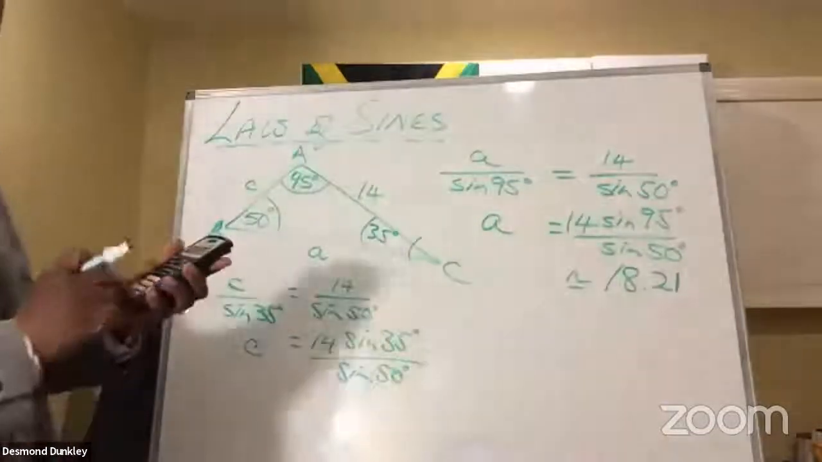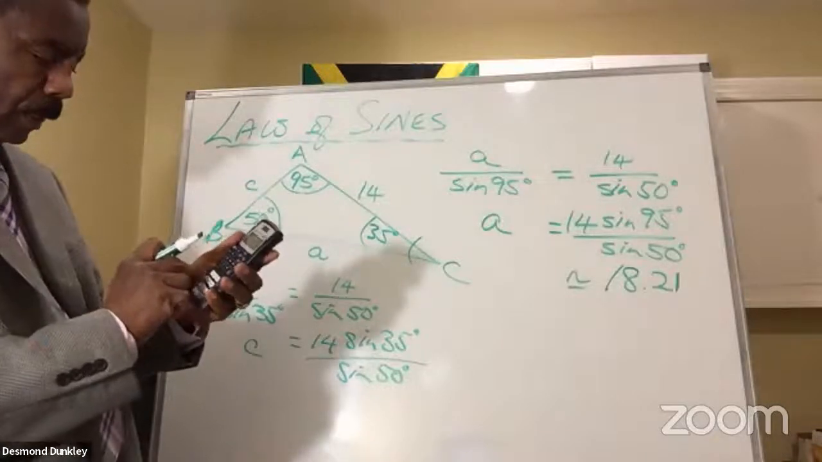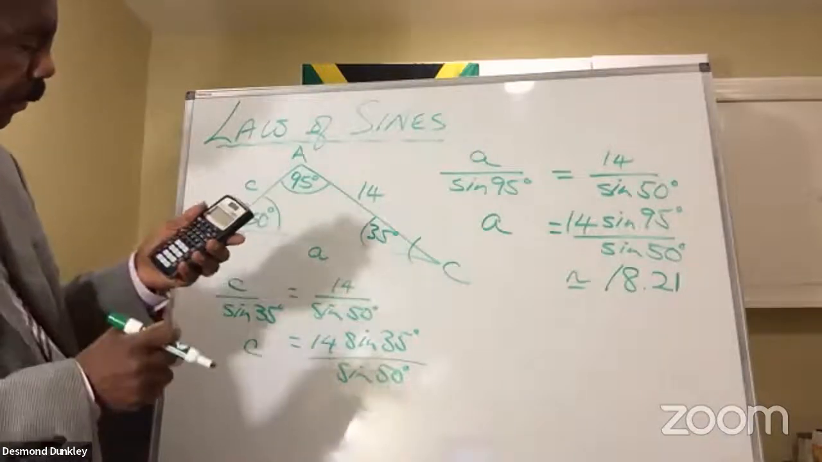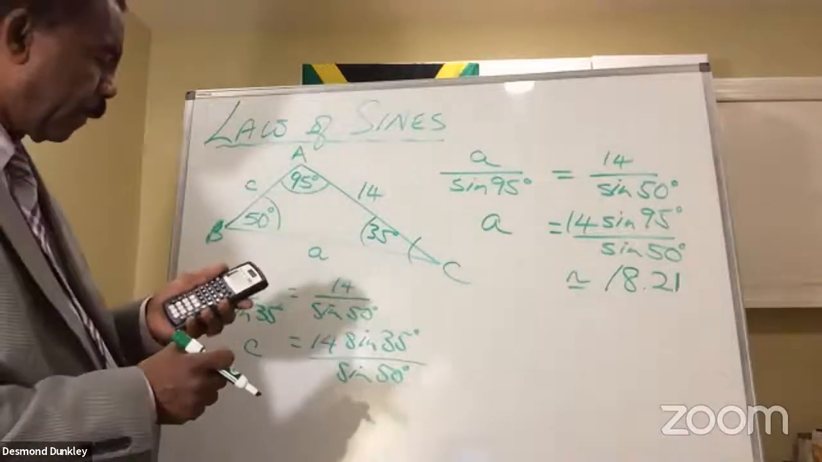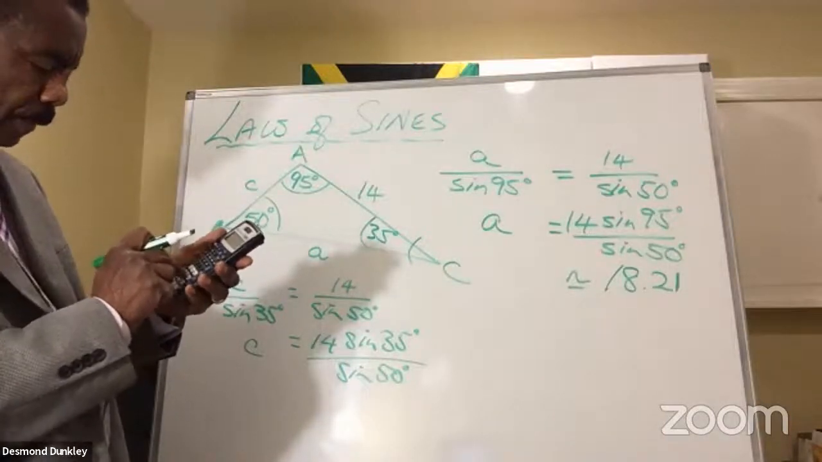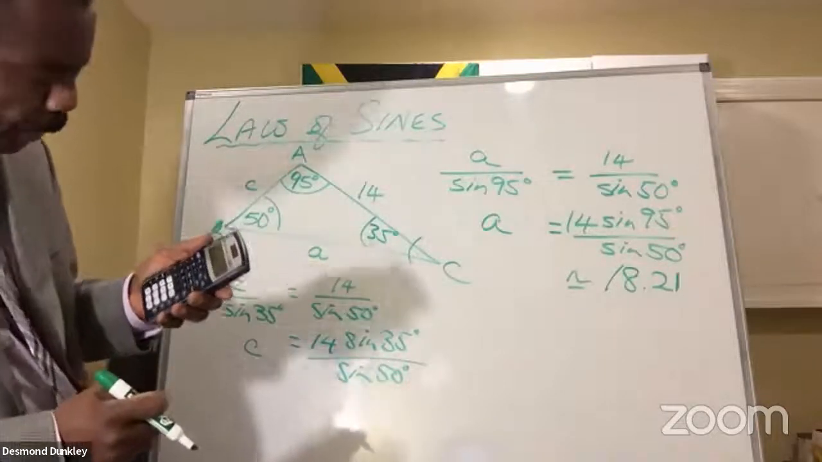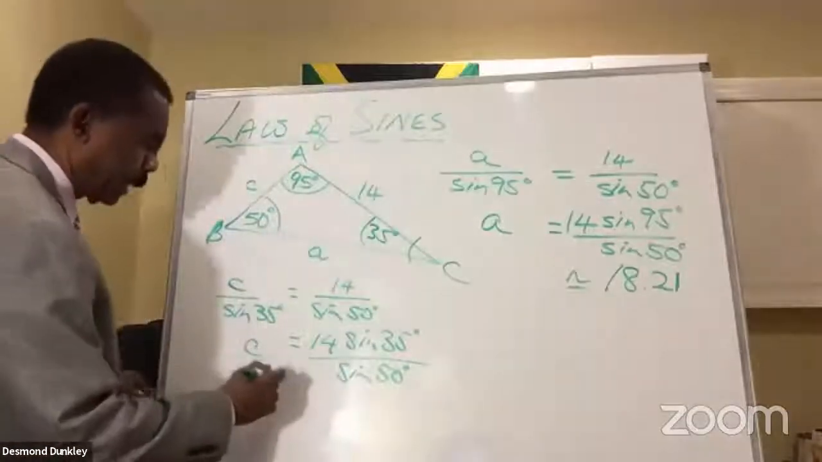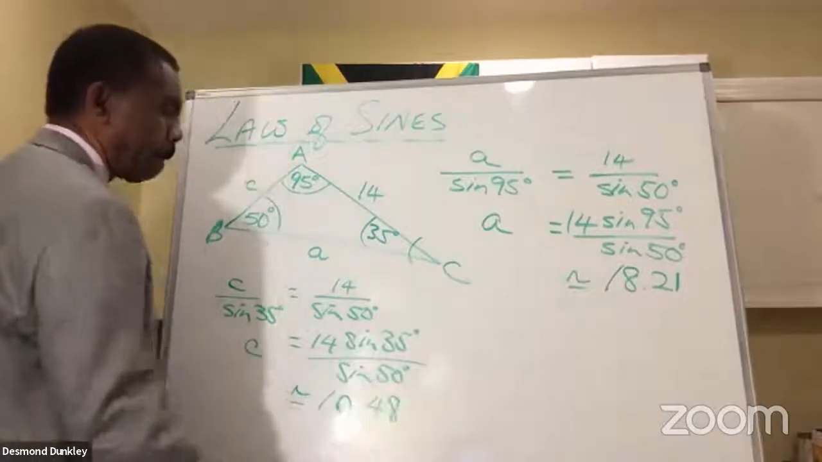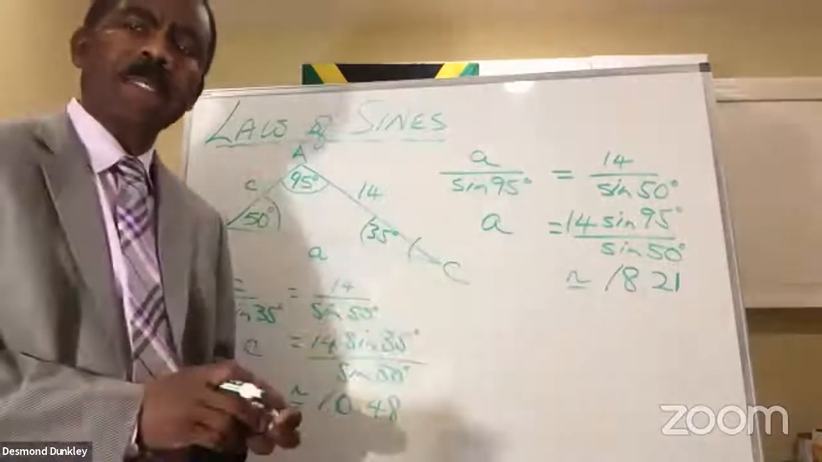Here we go. So we go 14 times sine of 35 degrees. And that's equal to 8.03. And I'm going to divide that by sine 50. And that gives me 10.48, approximately. 10.48 is less than 14, makes a lot of sense.